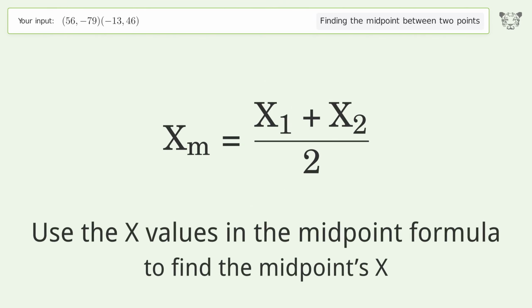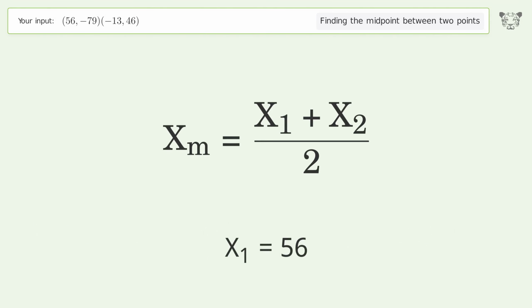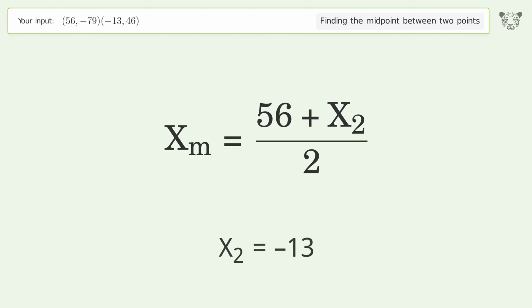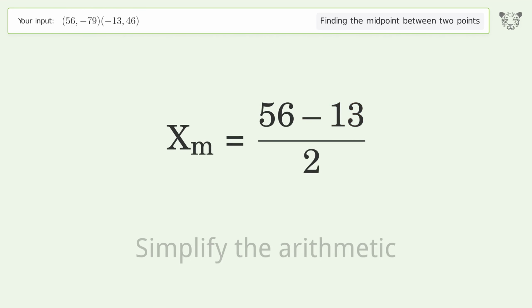Use the x values in the midpoint formula to find the midpoint's x. x1 equals 56. x2 equals negative 13. Simplify the arithmetic.